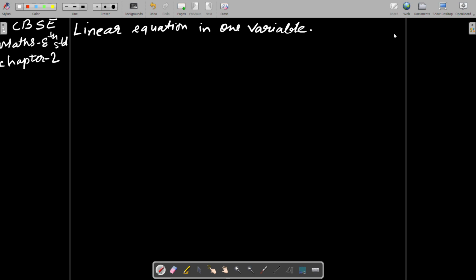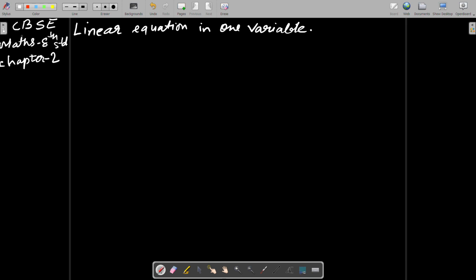Today we are going to discuss the second chapter of mathematics of class 8 CBSE syllabus. The second chapter is related to linear equations in one variable. In earlier chapters, you might have studied what is meant by equations. In this chapter, we are going to specifically discuss linear equations with one variable.